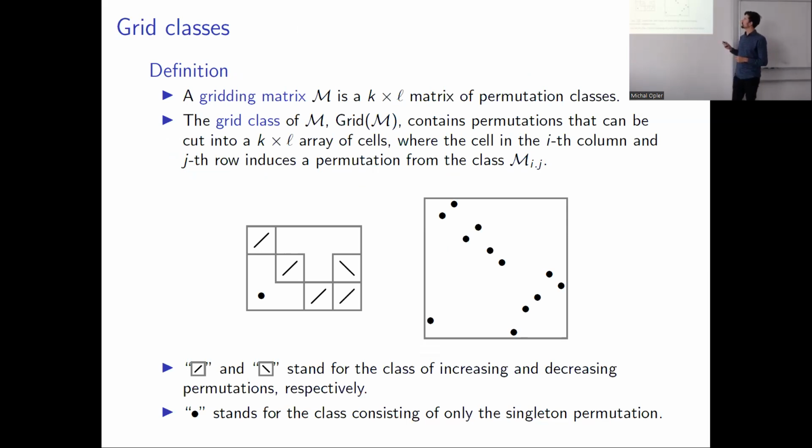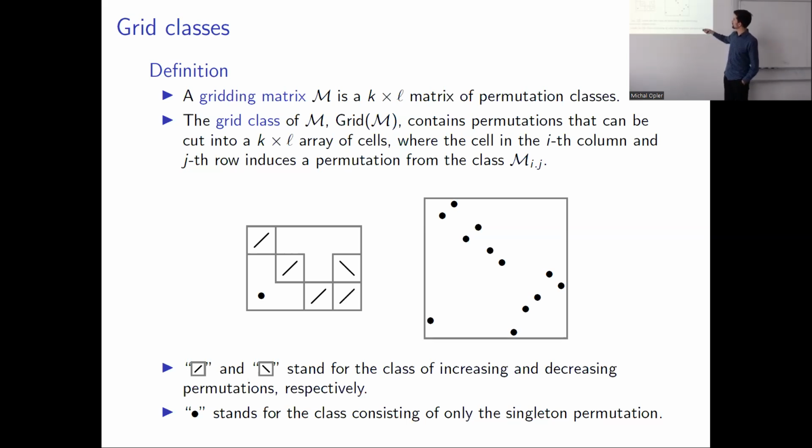So whenever I give you a matrix of permutation classes, a K times L matrix, then it defines a class of permutations that can be cut up into a K times L array, such that each cell contains a permutation from the given class. So if I give you this permutation matrix, and throughout the talk I'll be using these shorthands for the class of increasing and decreasing permutations. And this bullet point is the class of the singleton permutations. It's only a one-element thing.